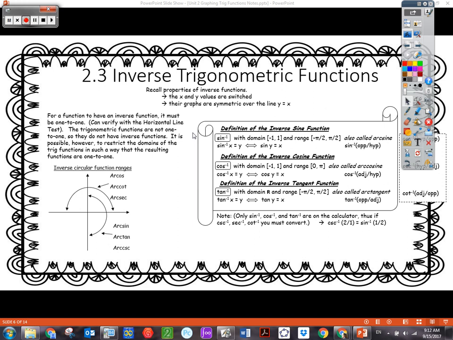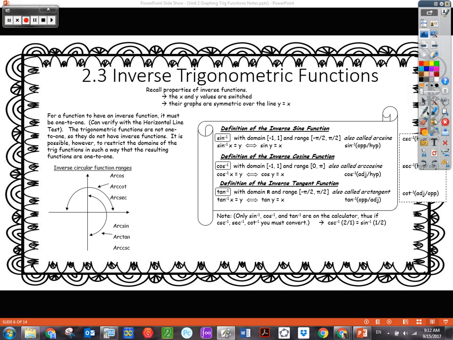Today's lesson we're going to talk about inverse trig functions. We spent a couple of days graphing just the regular trig functions. Now we're going to talk about inverse trig functions. First, just briefly, I want to remind you what an inverse function is, if you recall from Algebra 2. It's basically where we switch the x and the y values.